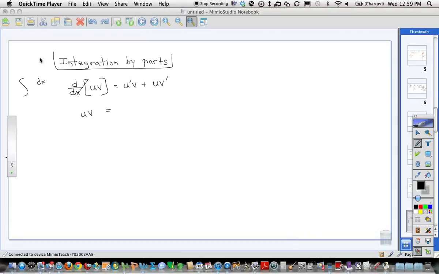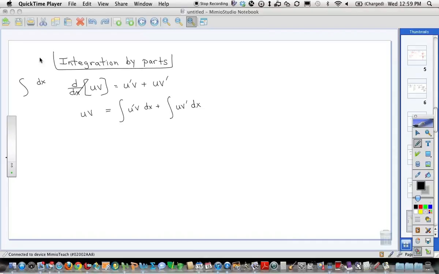Okay? And I want to do the antiderivative of this side. Now it's a plus, so I'm going to do the antiderivative of both of them individually with respect to x. So this one's going to be integral u prime v dx plus integral uv prime dx. So I'm doing the antiderivative of both sides with respect to x.